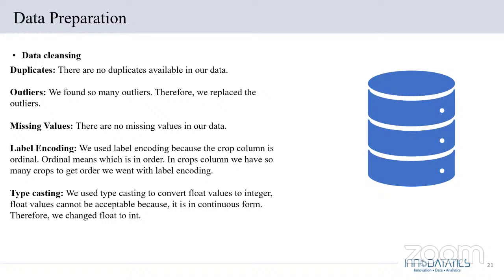Data preparation is the process of gathering, combining, structuring, and organizing the data for business intelligence. While working on data cleansing, we didn't find any duplicates in our data set. We found lots of outliers, which we had to replace, and no missing values in our data set. We used label encoding in our data preparation. Label encoding is converting the labels into numeric form, to convert them into machine readable form.